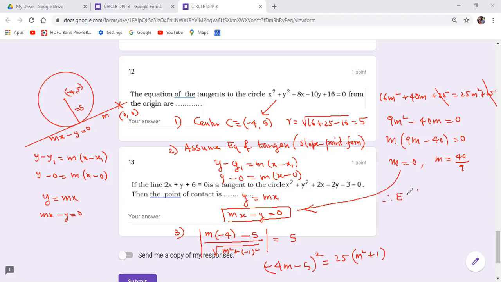Therefore, equation of tangents are y equal to 0, that means x-axis, and 40 by 9 x minus y equal to 0. That is 40x minus 9y equal to 0.